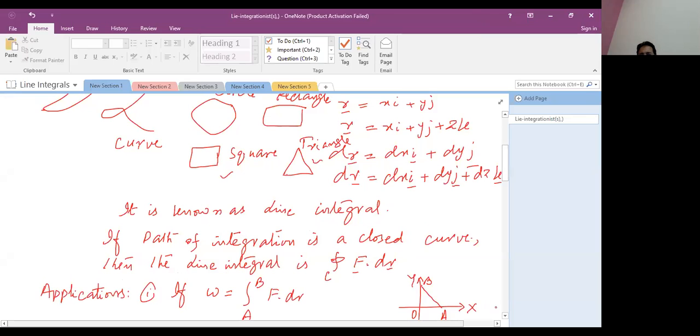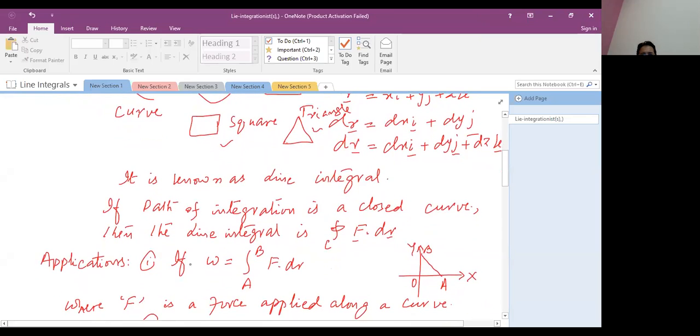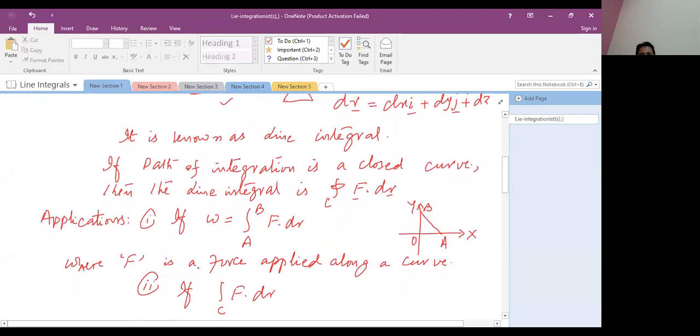So there are three applications of line integral, student. If W is equal to the integral from A to B of f dot dr, that is, if you find the line integral, then with the help of the line integral you find the work done. Now the first application, where F is a force applied along a curve. It means if a particle moves from the position A to B, then you find the work done on the particle, represented by W.